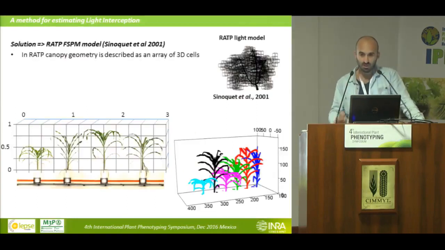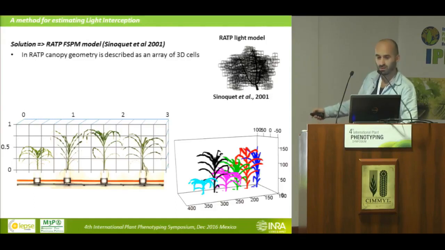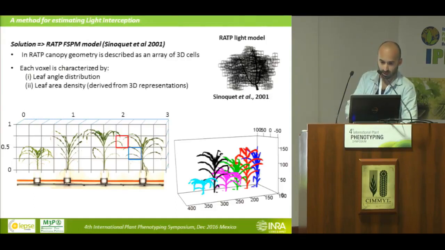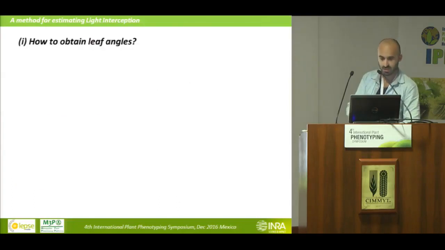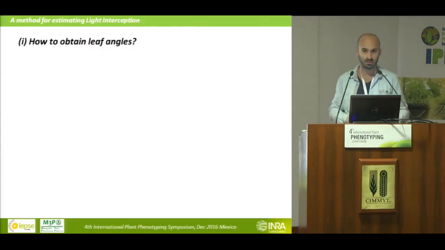To solve this problem, we used the RATP functional structural plant model, which takes into account these problems by describing the geometry of the canopy with an array of 3D cells, as you can see in this image. And each cell may contain leaves of different plants or different leaves of the same plant. Each voxel is characterized by the leaf angle distribution inside this voxel and the leaf area density that can be derived from the 3D representations. So the first thing we needed was to obtain these leaf angles.